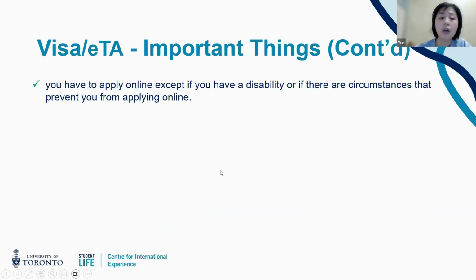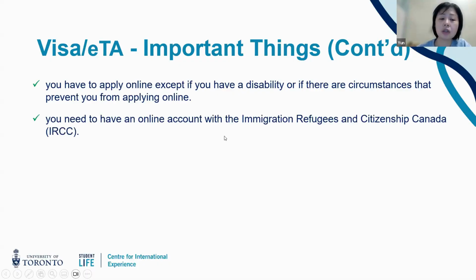One last point is that you have to apply online. Again, there's no in-person application. You must have a GCKey account unless you have a disability, in which case you can apply through paper by mail. So those are important things about visa or ETA application.